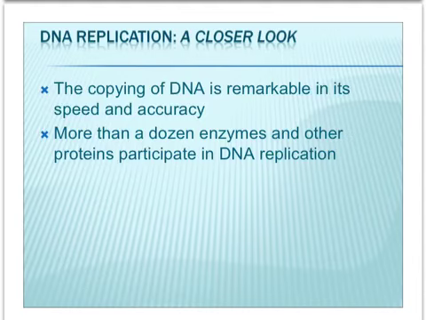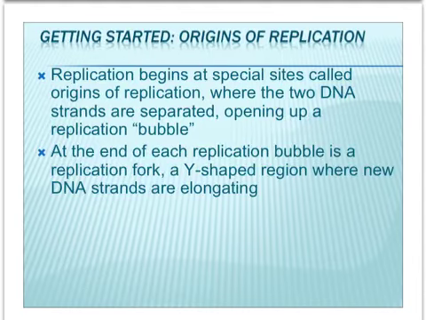So how do we get this process started? Replication begins at a special site, and we typically call this the point of origin or the origin of replication. At the origin of replication, the two DNA strands are going to separate, and in doing so, they're going to create a bubble like this. And that bubble eventually leads back together.